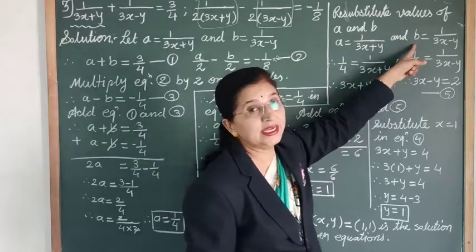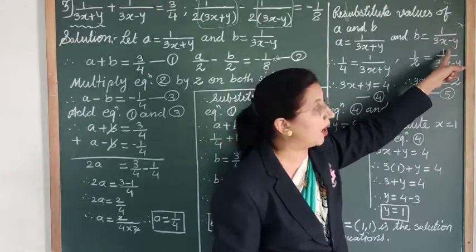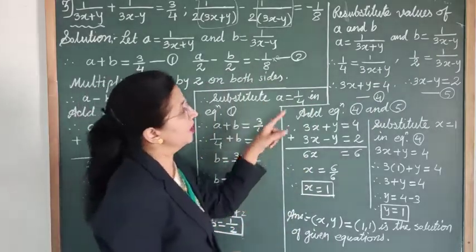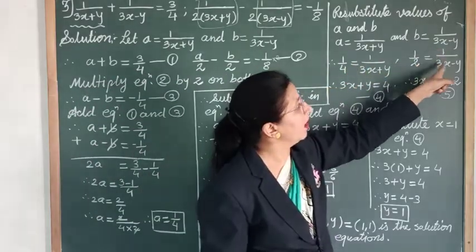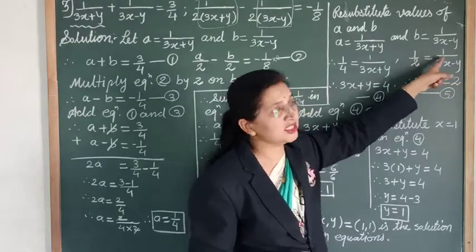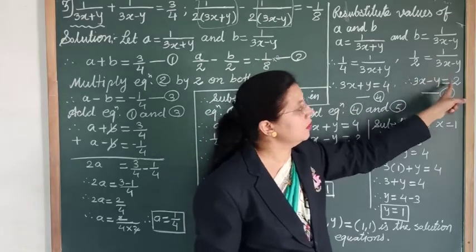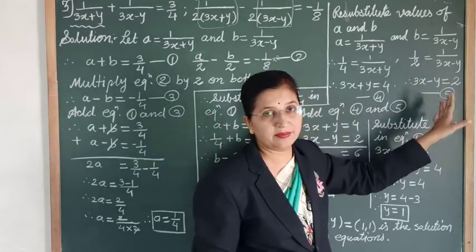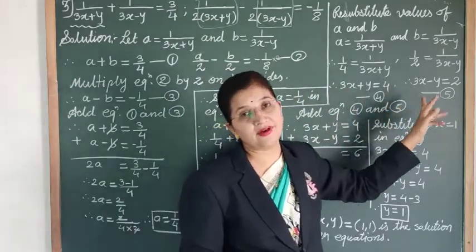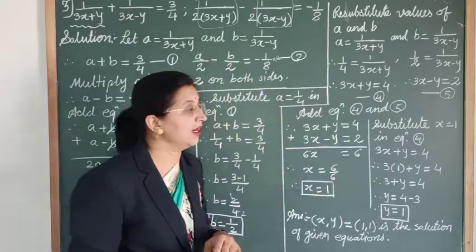Now b is equal to, what is our b? b is equal to 1 upon 3x minus y. The value of b we got is 1 upon 2. So 1 upon 2 is equal to 1 upon 3x minus y. Here also we will take the cross multiplication, that is 3x minus y is equal to 2. So let's give it as equation number 5. Okay, now both equations number 4 and 5, we have to solve for the values of x and y.